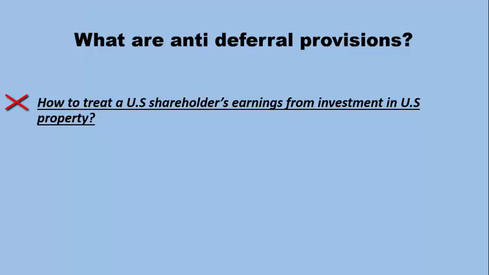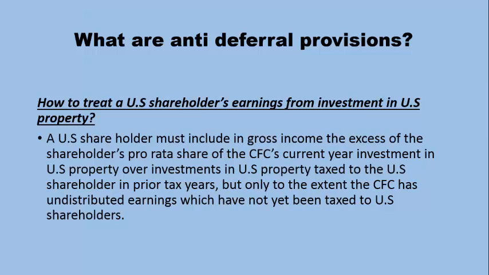How to treat a U.S. shareholder's earnings from investment in U.S. property. A U.S. shareholder must include in gross income the excess of the shareholder's pro rata share of the CFC's current year investment in U.S. property over investments in U.S. property taxed to the U.S. shareholder in prior tax years, but only to the extent the CFC has undistributed earnings which have not yet been taxed to U.S. shareholders.